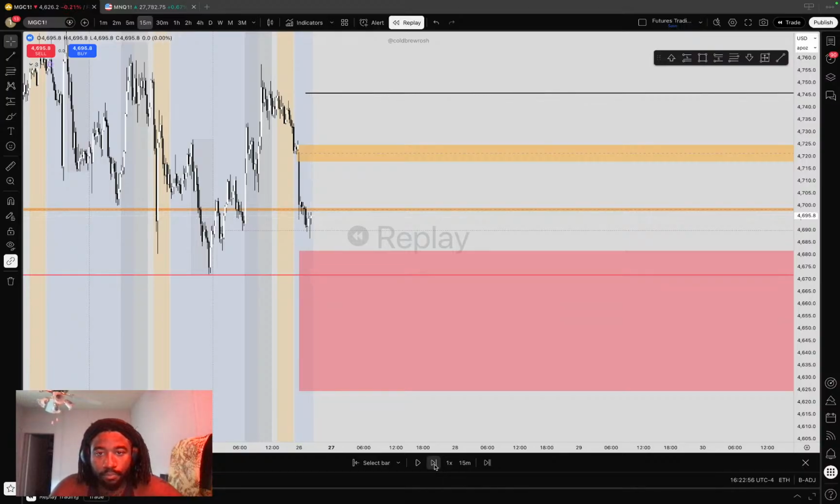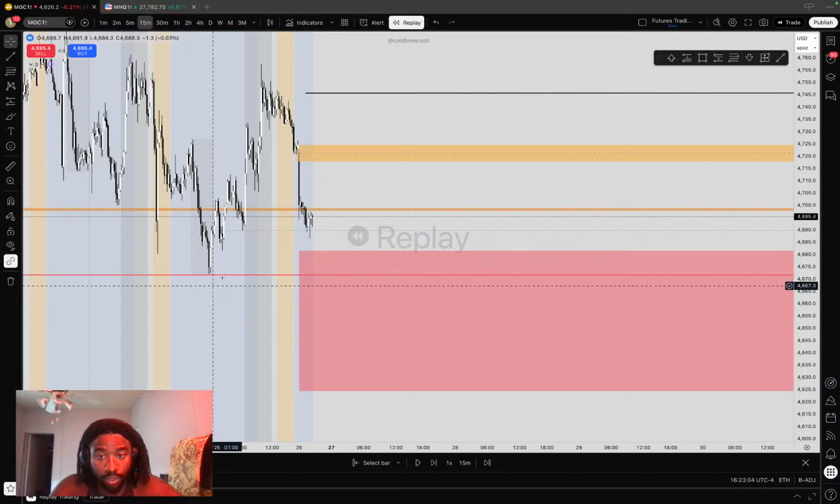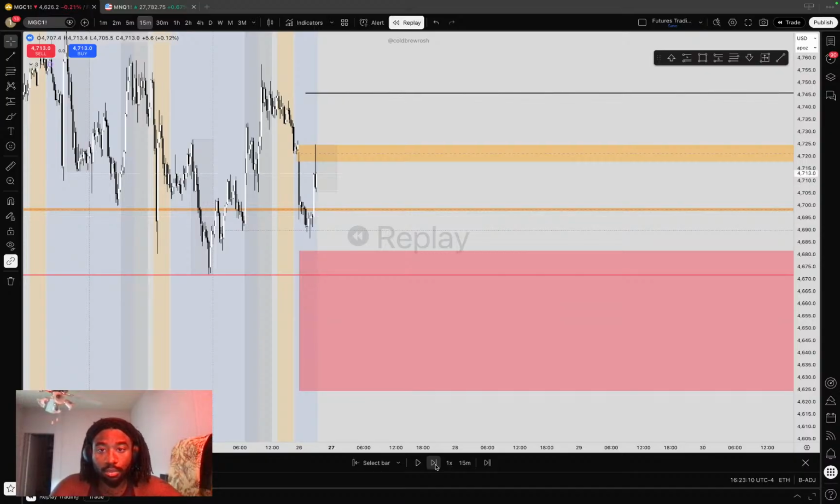All right. And I only pay attention to priming, by the way, at higher time frame PD arrays or higher time frame areas like this external range liquidity area or the sell side liquidity. All right. So literally, I don't even care about that.